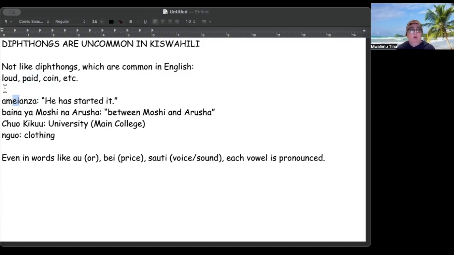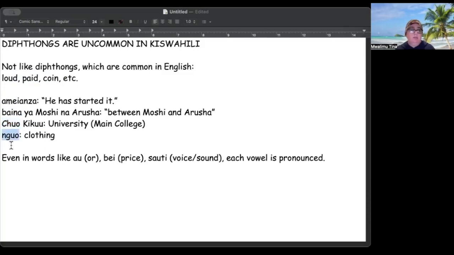We pronounce each vowel. Here's another example. Bainaya. Bainaya moshi na arusha. Here's another one that can be difficult. Chuo. The uo are different. It's not a diphthong. For example, chuo kiku. Chuo kiku.